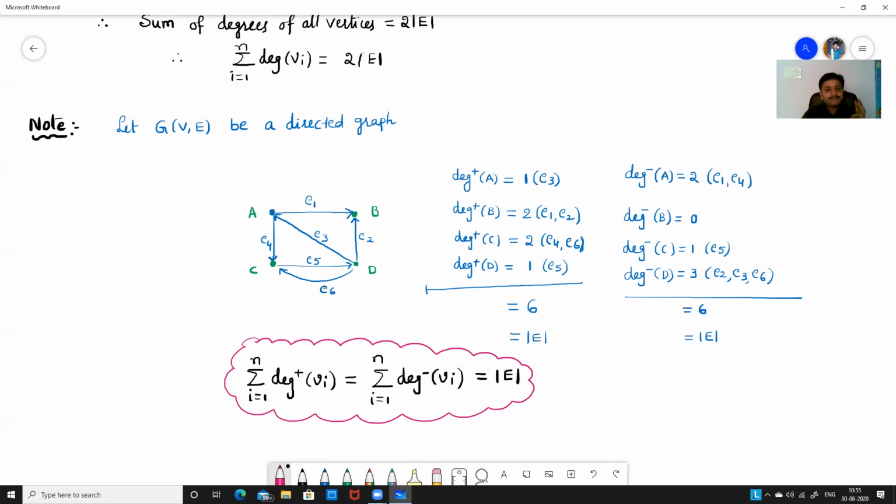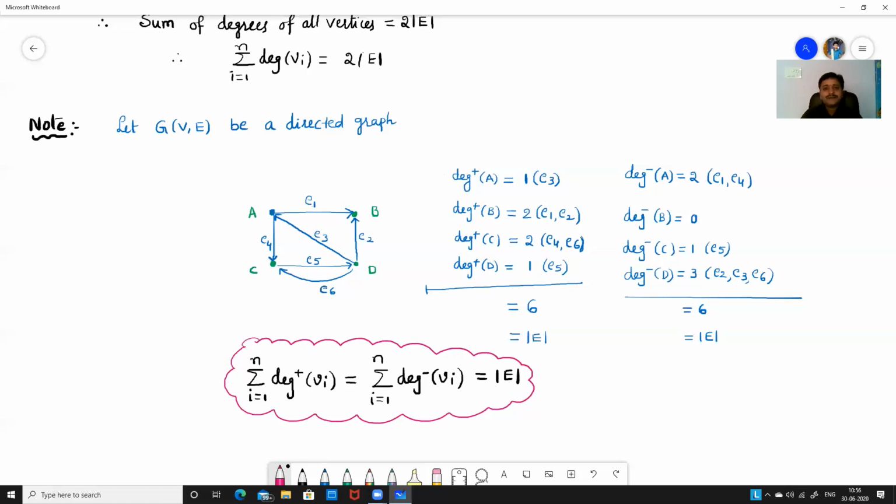Then we started simple graph. There are three important properties of simple graphs. Every simple connected graph must contain at least n minus 1 edges and at most n into n minus 1 by 2 edges. The number of simple graphs possible with n vertices is 2 to the power of n into n minus 1 by 2. And the number of simple graphs possible with n vertices and m edges is n into n minus 1 by 2 C m.